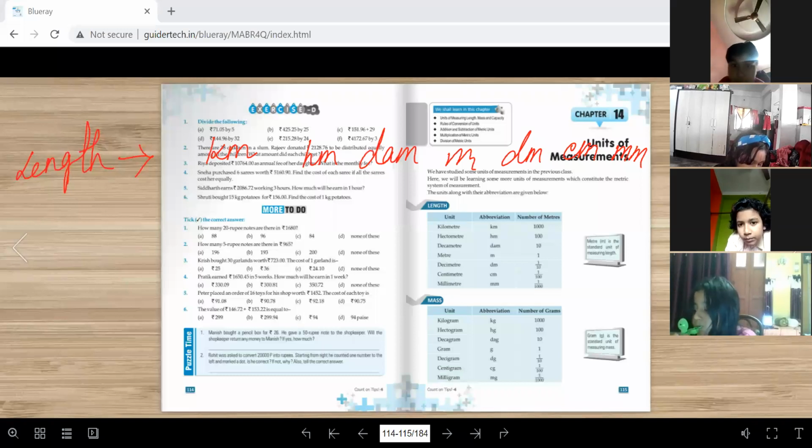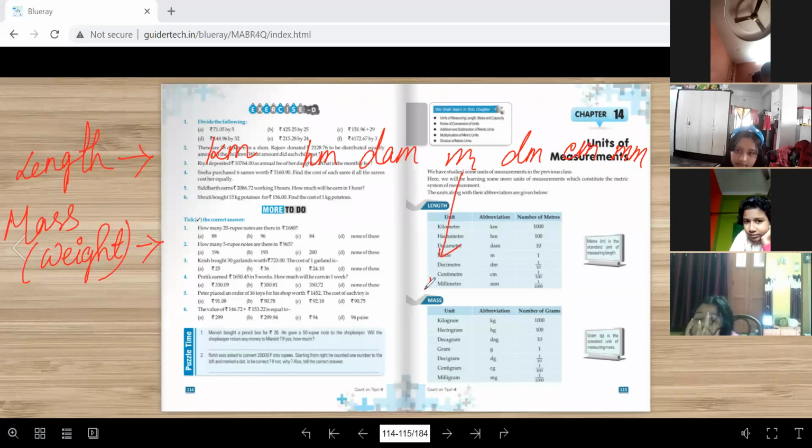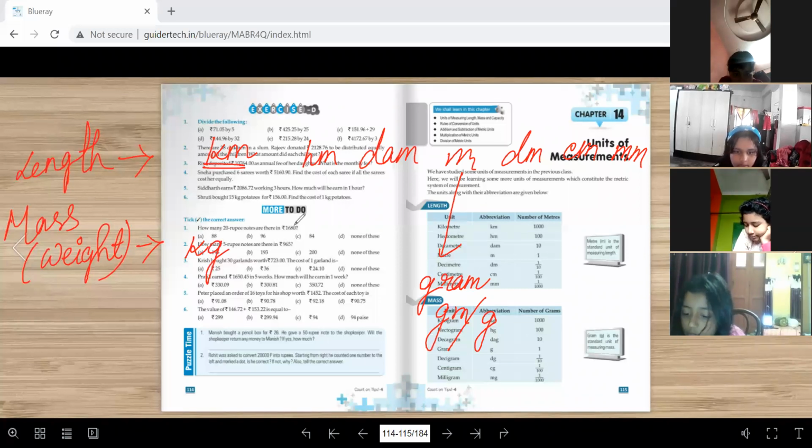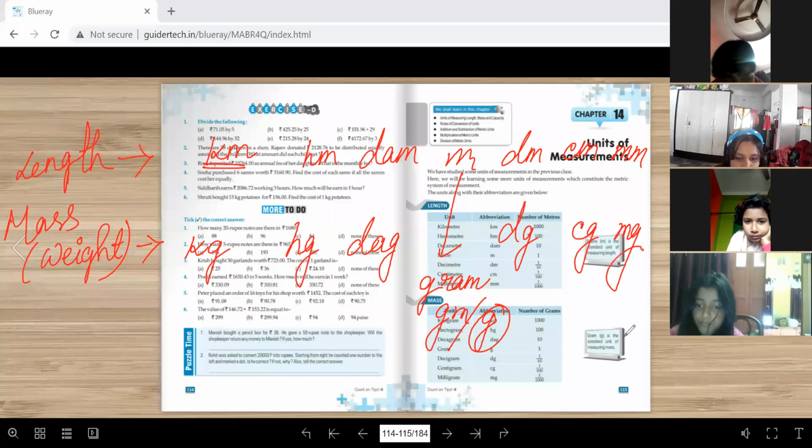All the students completed. Now for measuring weight, or it is given as mass over there. Mass means weight. So here the base unit, in place of meter, will be gram, G-R-A-M, denoted by G or GM. First one is kilogram, kg. Hectogram, hg. Decagram, dag. Gram, g. Decigram, dg. Centigram, cg. Milligram, mg. Clear?